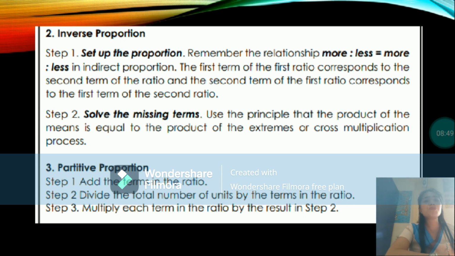Now let us proceed to number 3, or the third kind of proportion. We have the partitive proportion. Step 1. Add the terms in the ratio. Step 2. Divide the total number of units by the terms in the ratio. Step 3. Multiply each term in the ratio by the result in step 2.